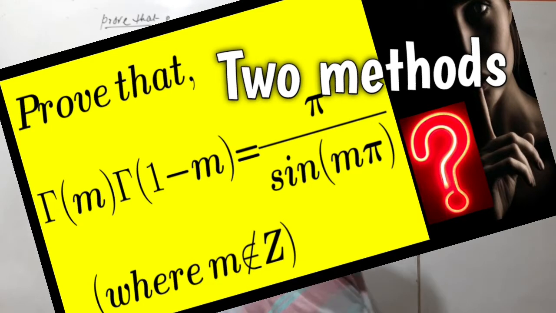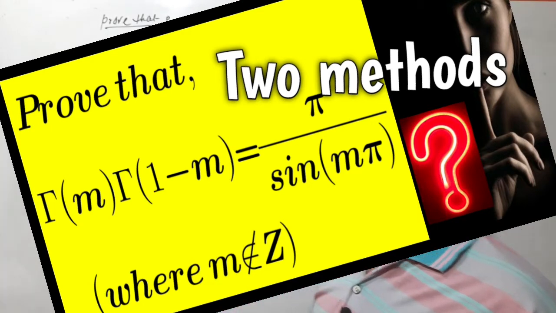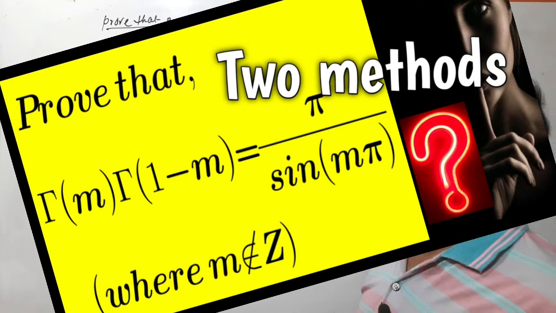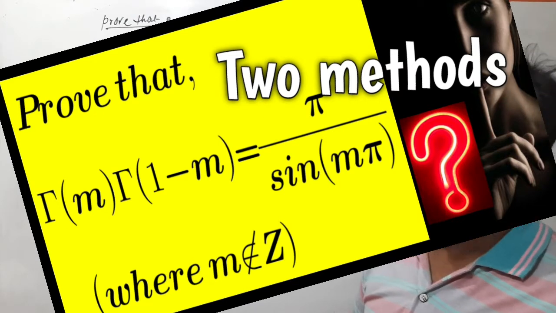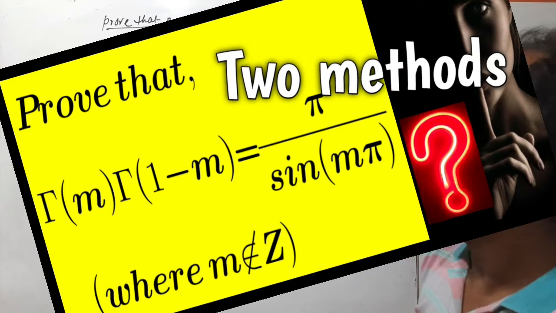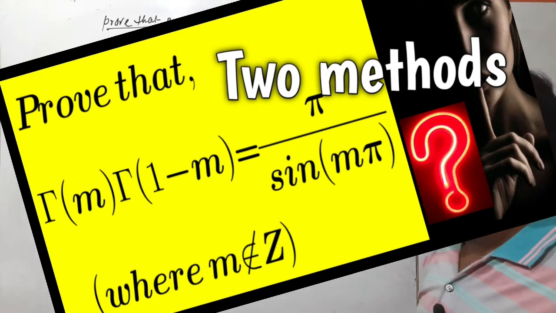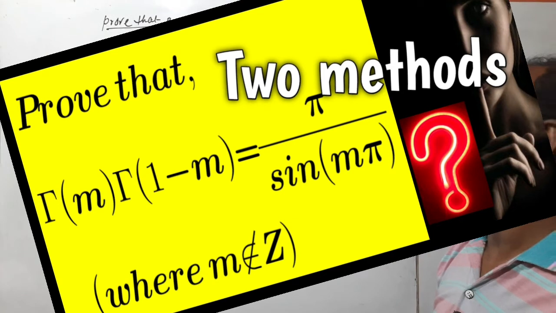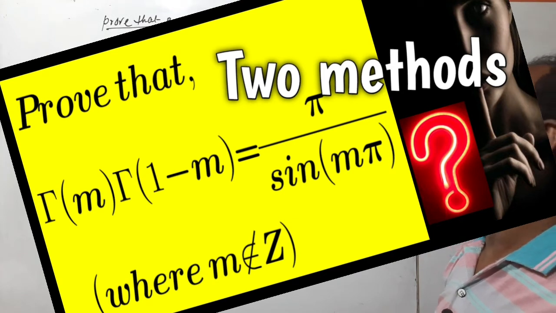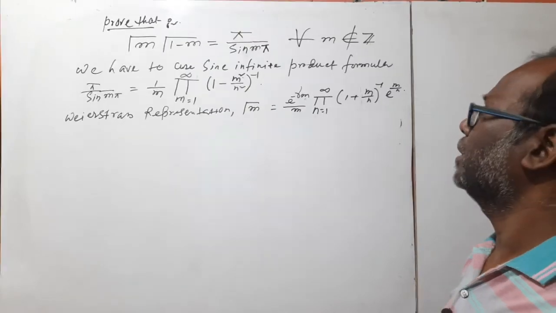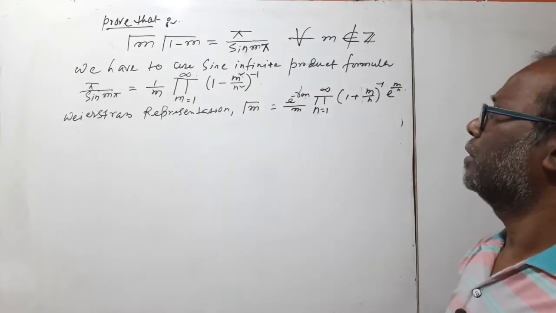We want to prove the formula for the chapter of gamma beta function, that is gamma m times gamma 1 minus m is equal to pi by sine m pi, where m is not an integer. See, if we put an integer here, then an integer multiple of pi gives sine 0, so something by 0 is infinity. That's why m is not an integer.